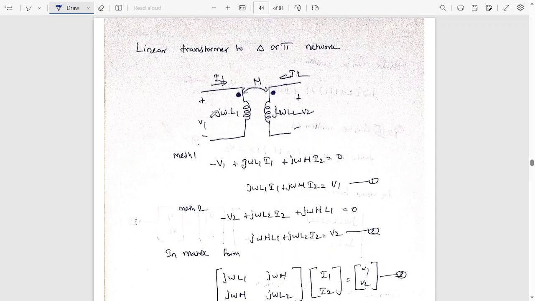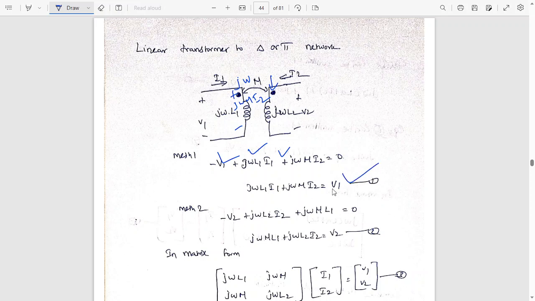We apply KVL at loop 1. We have minus V1, and then the self-induced voltage, which is j omega L1 I1, and then the mutual induced voltage due to the current I2. I2 is entering the dot, so the induced voltage is positive here and negative here, and it will be j omega M I2. I1 is entering the positive and leaving the negative of the induced mutual voltage, so I got a plus sign. It obeys the passive sign convention, so plus j omega M I2 equal to 0.